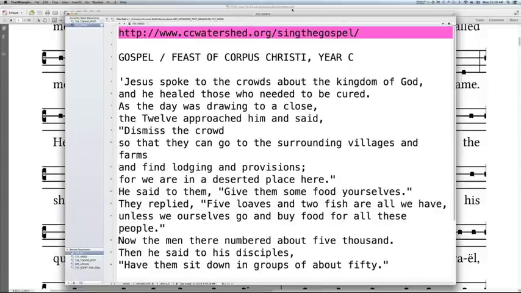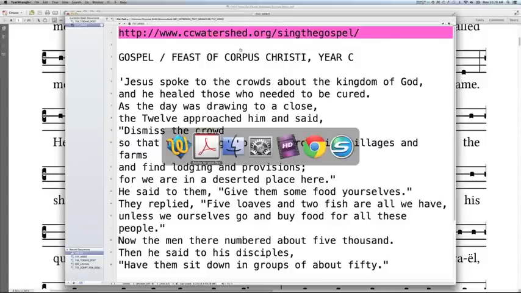Now, do you see the web link at the top of this little thing in purple? www.ccwatershed.org/singthegospel. If you go there, it should lead you to the website, and you should see two files listed on the website. And these are very important. One is a demonstration file, and one has the rules. So you're going to want to open up both those files during this presentation.